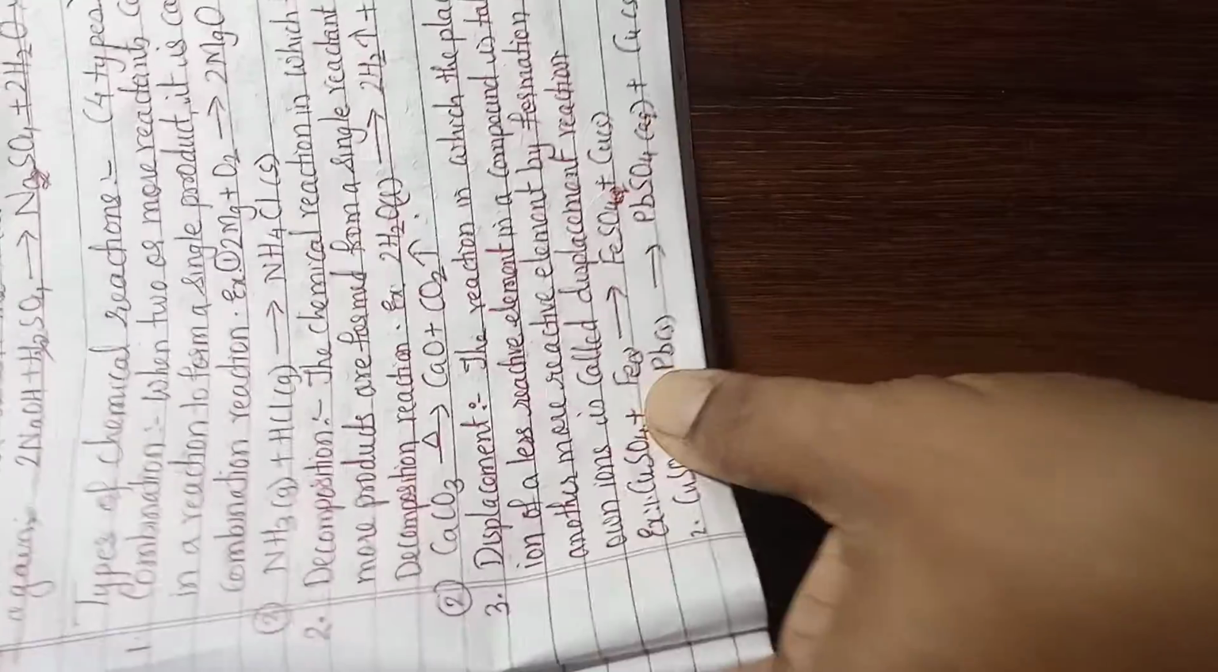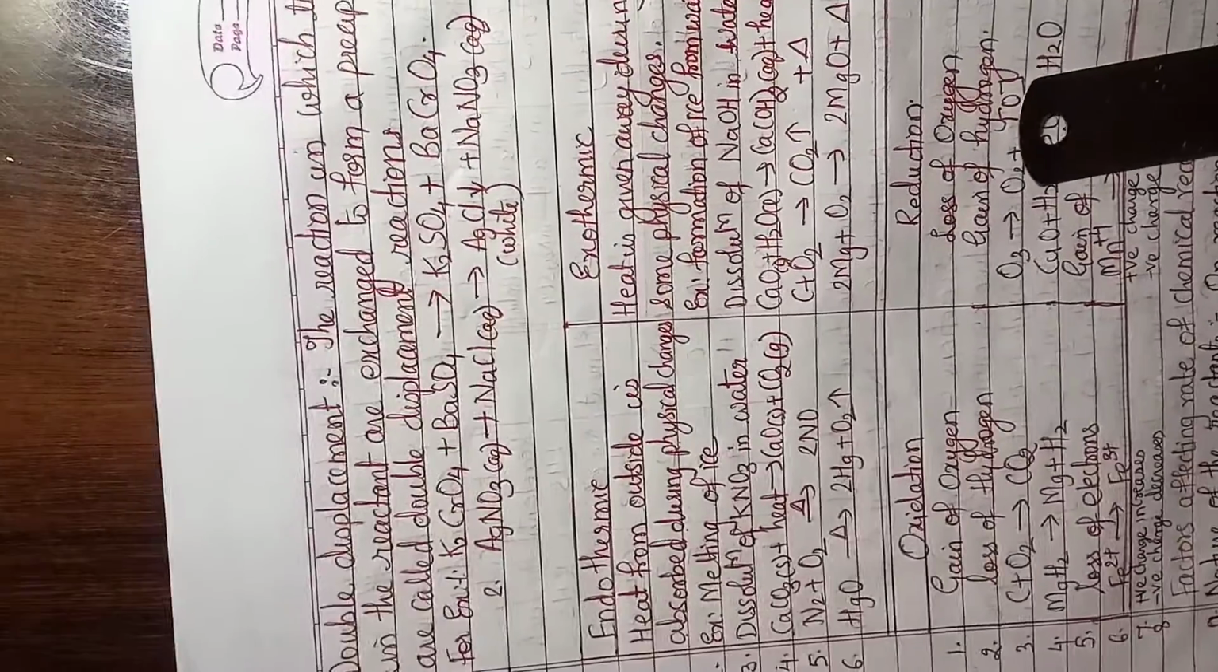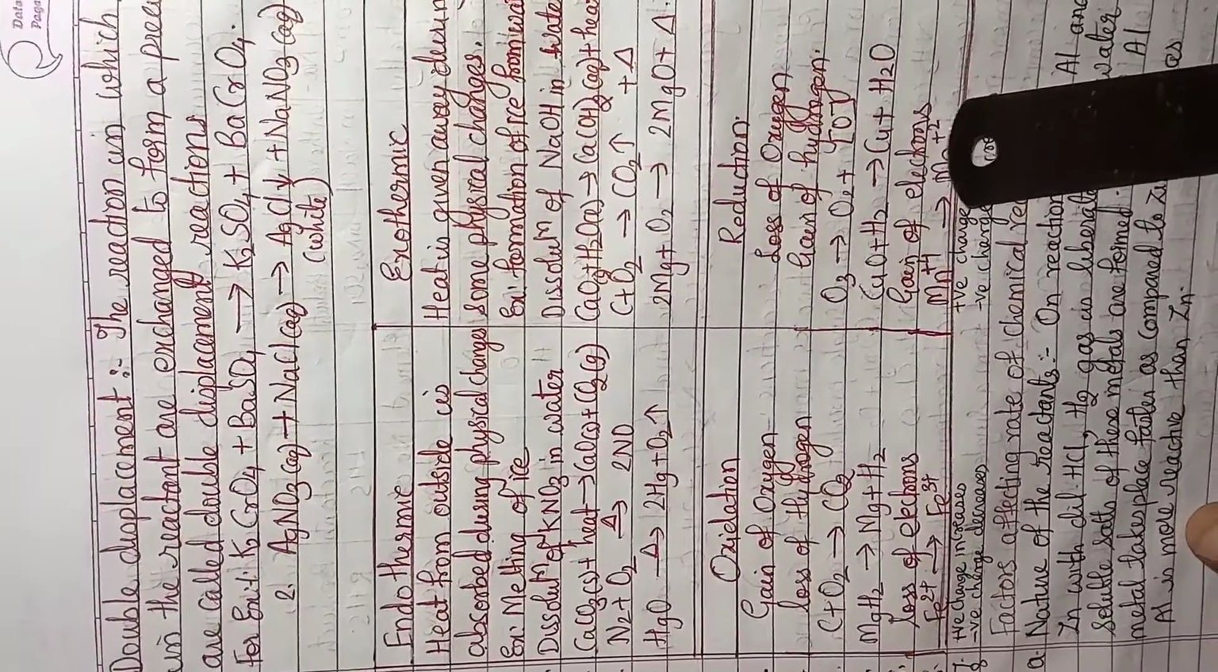Thus we have studied three types of chemical reaction. One more type of chemical reaction is double displacement reaction. The name itself suggests that here displacement takes place two times. Here two constituents of the compound mutually exchange their position to form two different compounds.